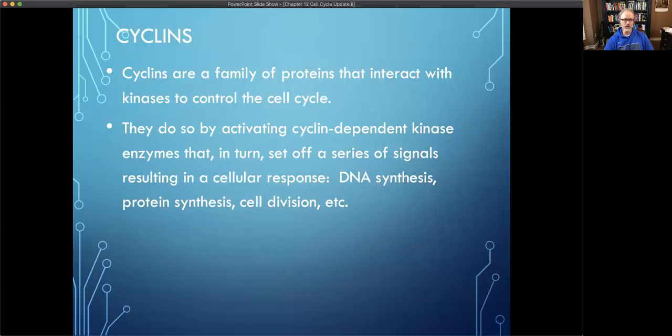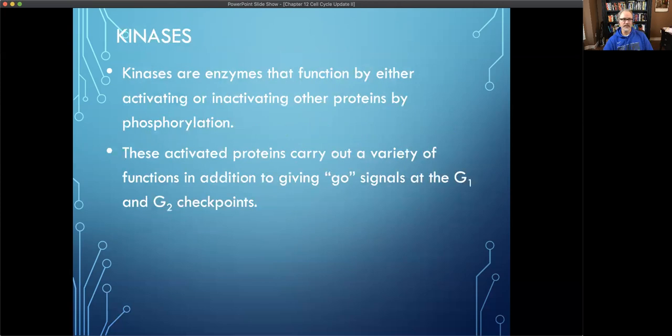Okay. So you can think of cyclins again. These are a family of proteins that are going to interact with kinases. And once they do, they're going to activate a series of enzymes that's going to turn on this signaling cascade that's going to result in the cellular response, whether it's DNA synthesis, protein synthesis, or whatever. That's how these things are going to work.